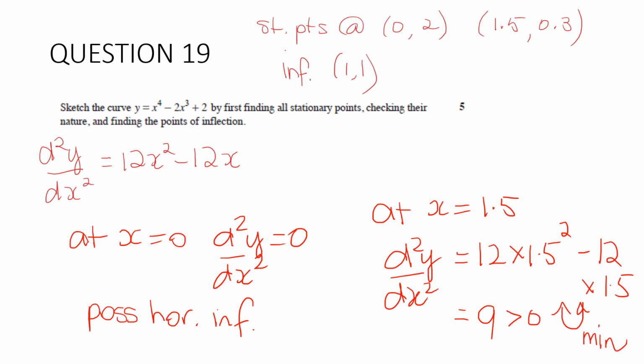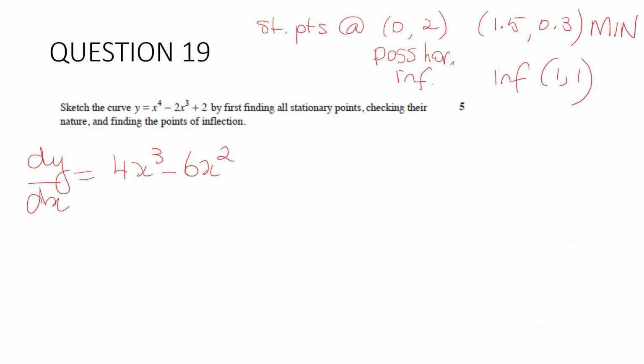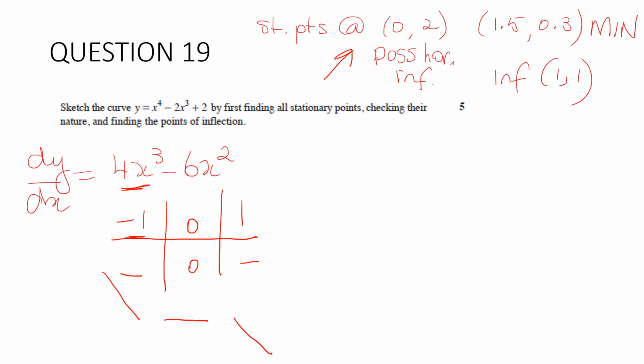Okay, so first derivative test for this. Let's test -1, 0, and then 1. Now we know at x is equal to 0, our first derivative is also equal to 0. When we put -1 in here, we're going to get -4, take away 6, it's negative. When we put 1 in here, we're going to get 4, take away 6, it is also negative. So we've got decreasing, 0, decreasing. It is a horizontal inflection.